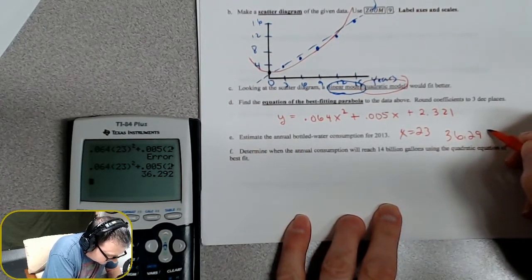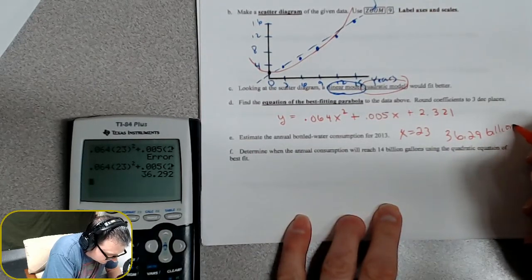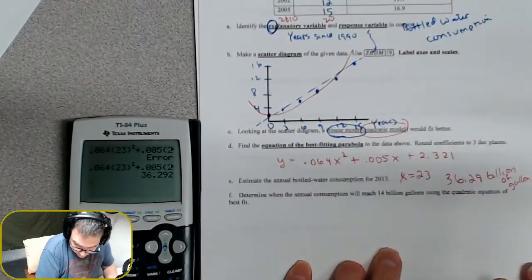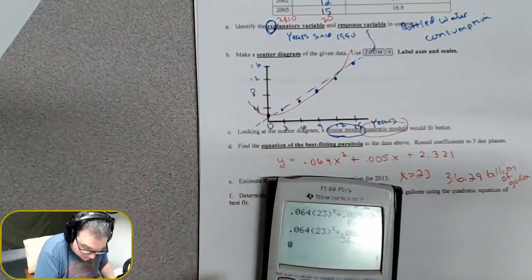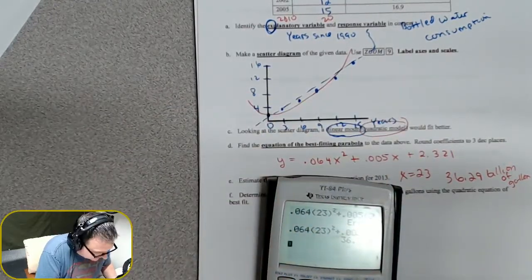Enter. And it looks like an estimation would be 36.29 billions of gallons. Billions of gallons right there. See how I did that? Now that we got our equation right here, I just typed that in. Okay? Does that make sense?